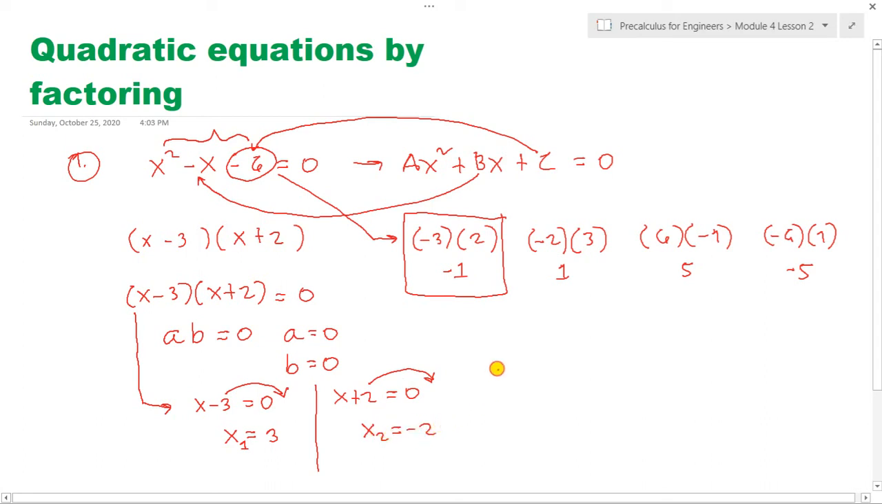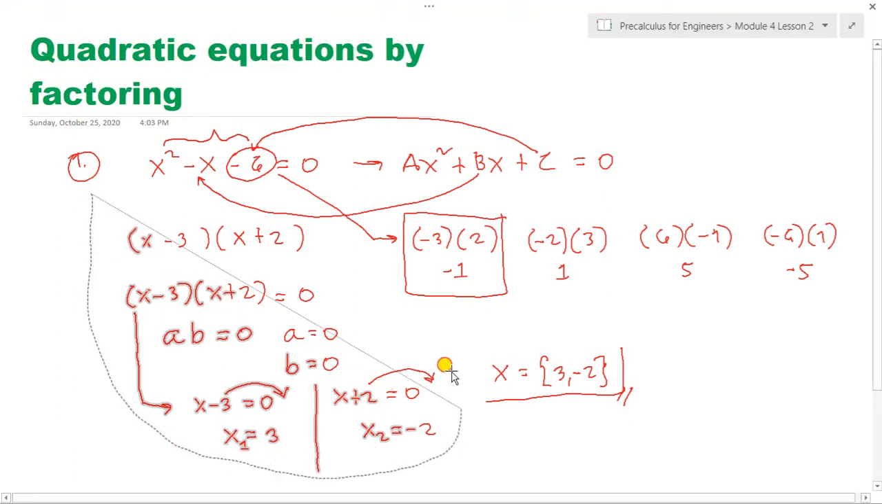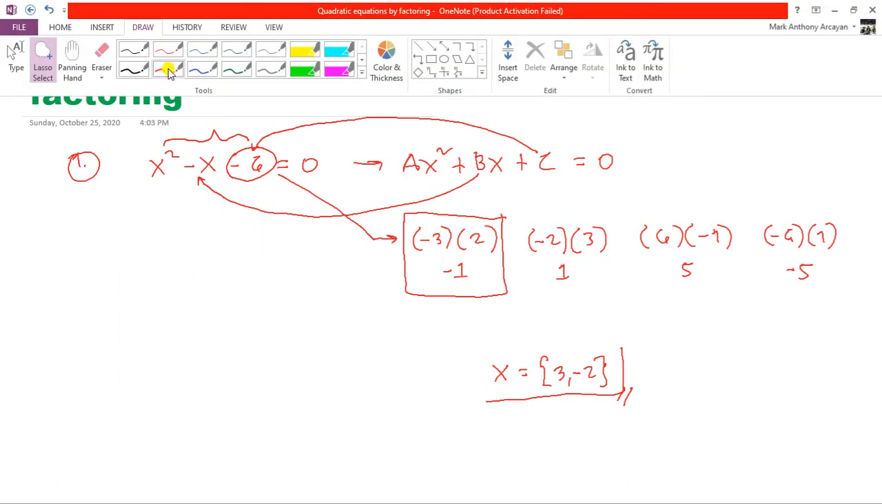So therefore, our solution for x is the set of elements 3 and negative 2. So this would be our final answer. Now if you want to check this, you can just plug it into our original equation. Let's verify whether both solutions satisfy our quadratic equation.